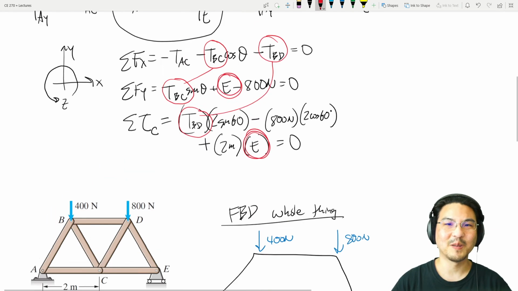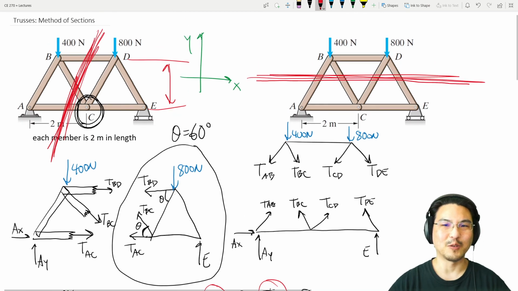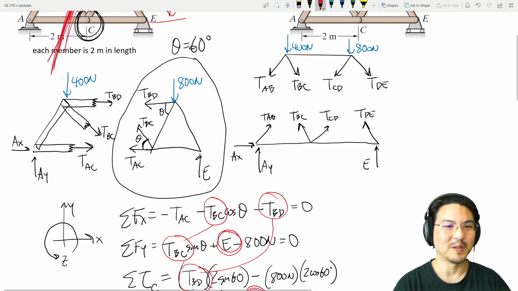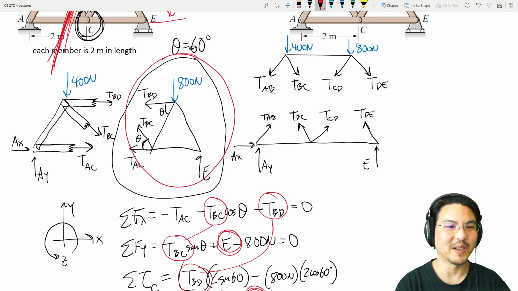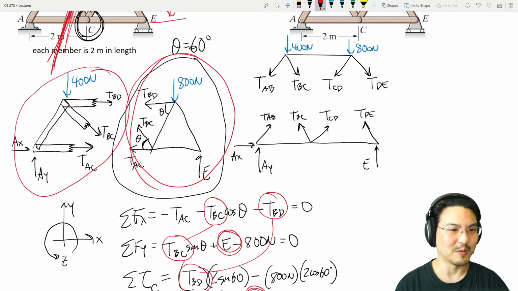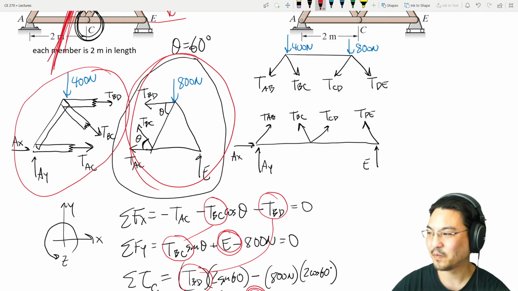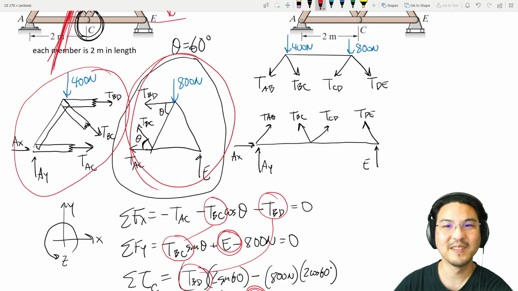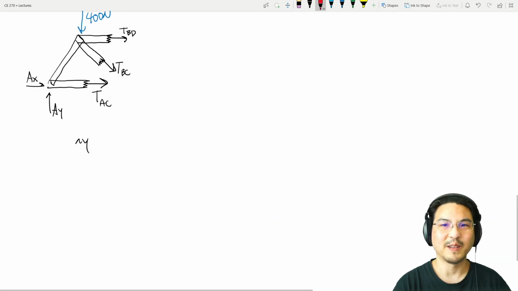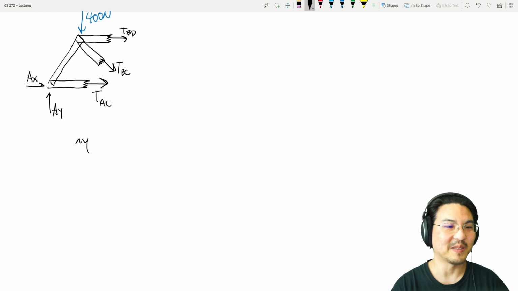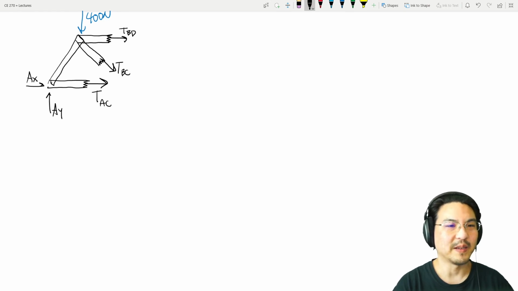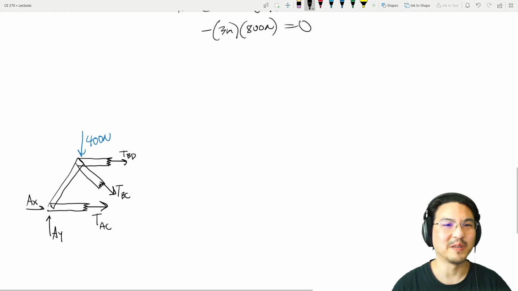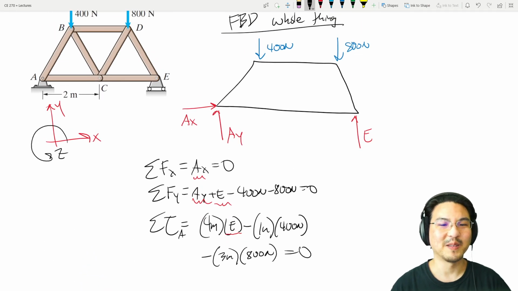Not as systematic, because like 2 people could choose different sections, and for example, I happen to analyze this right section. What if we looked at the left section? Could have done that too. So just for practice, I'll show you. Let me move it where I have space. Okay, so if we wanted to analyze this section instead, then we would still need to do this whole thing so we can get the reactions AX, AY, and E.